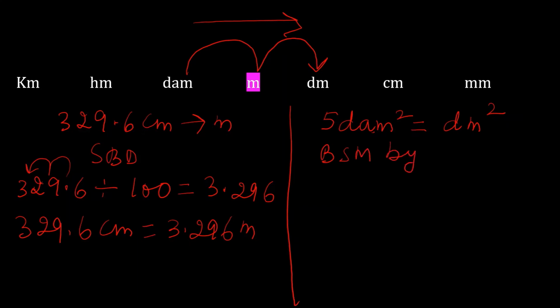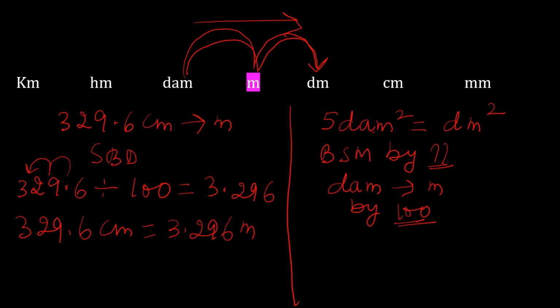Now by which number do you have to multiply? How many jumps can you see? Decameter to meter, meter to decimeter. You are multiplying by 100. Right? You should multiply by 100. But here it is decameter square. If you had converted decameter to meter, you would have multiplied by 100. But here you have decameter square to decimeter square.